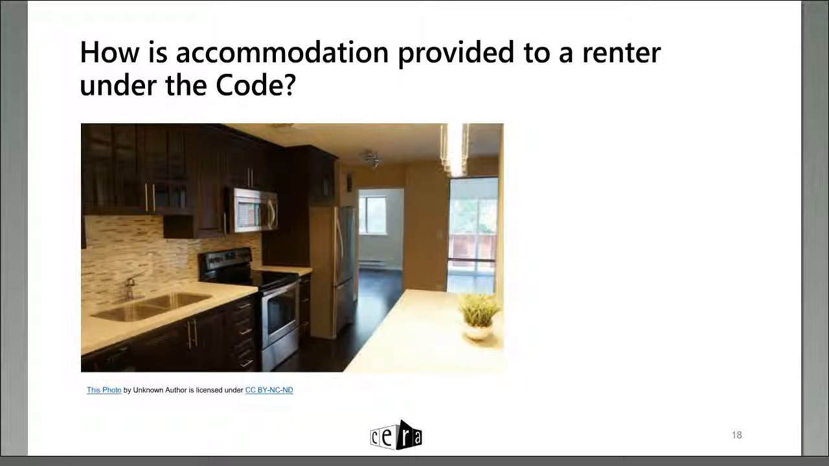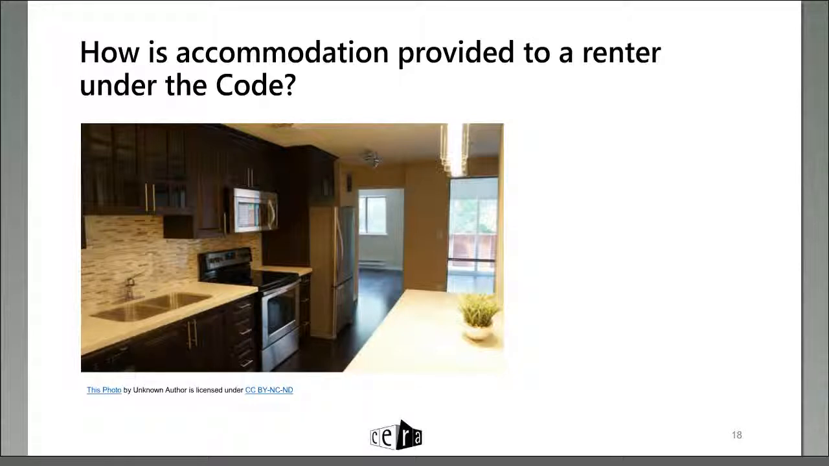So with that aside, how is accommodation provided to a renter under the Ontario Human Rights Code? Housing providers are obliged to ensure that accommodations meet the unique needs of the individual requesting them. The Ontario Human Rights Code stipulates that a one-size-fits-all approach to accommodations is not sufficient. Individuals have unique needs, and the accommodation process should reflect this. It should promote integration and full participation of all renters.